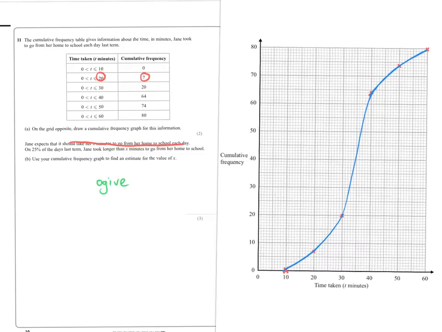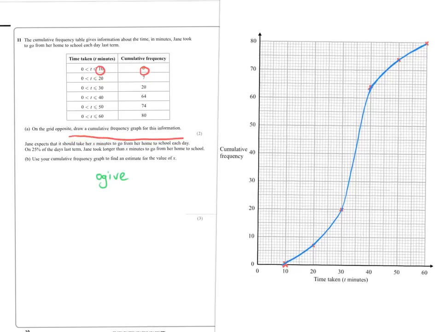And it says Jane expects that it should take her X minutes to go from her home to school each day. On 25% of the days last term, Jane took longer than X minutes to go from her home to school. Use your cumulative frequency graph to find an estimate for the value of X. So I think this is quite difficult to interpret, but don't worry too much.